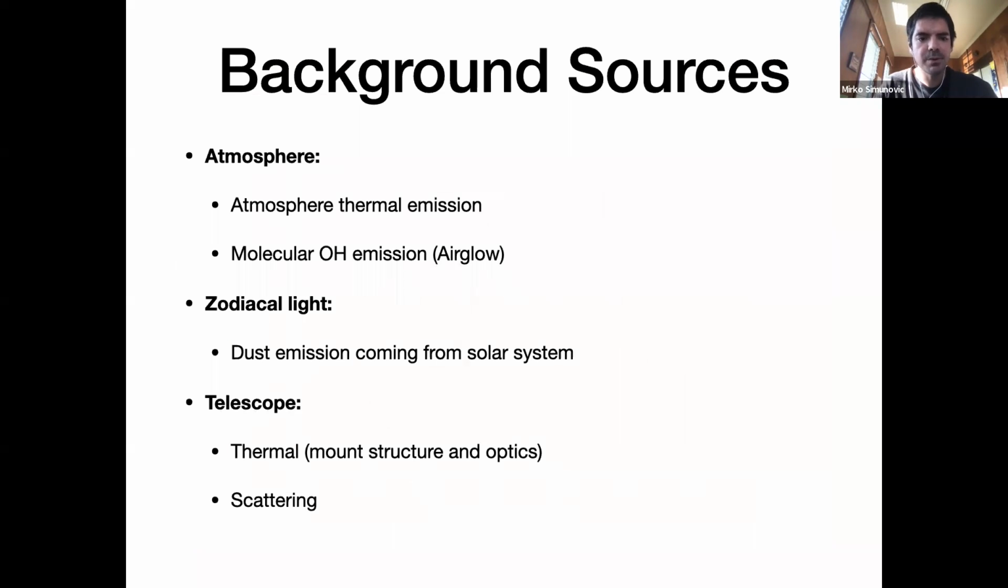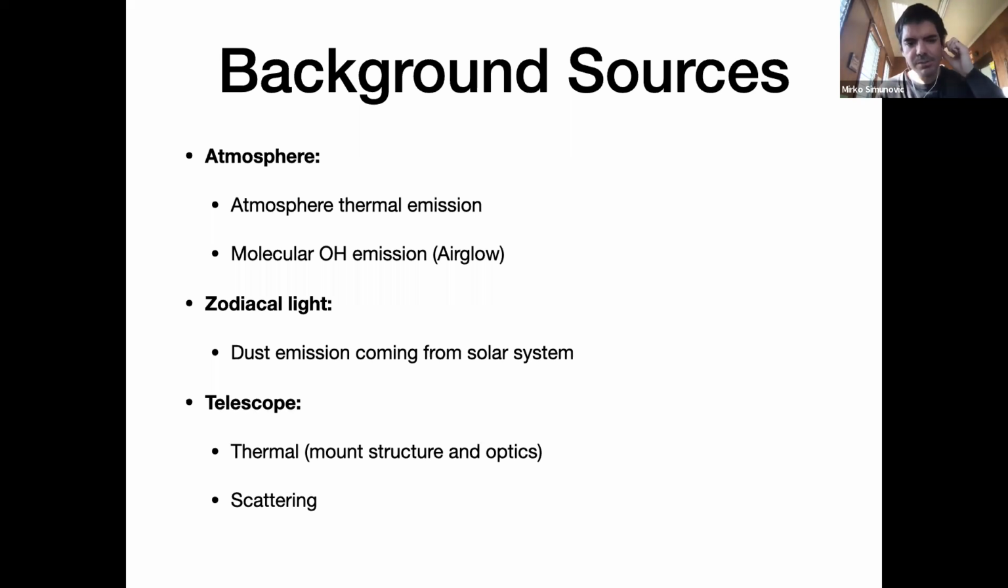So just to summarize, I was talking about the background sources that we have to deal with when we make observations in the near infrared. You have the atmosphere, as I mentioned. The atmosphere itself has a temperature. So because of thermal emission, the atmosphere will radiate simply because its temperature is higher than zero. Anything that has a temperature higher than absolute zero will emit some near infrared radiation. You also have the OH emission, right? The airglow that I was just describing.